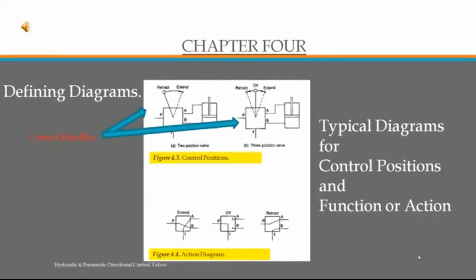Diagrams and symbols. Manual control valves have a handle. In figure 4.3a, you've got 2 positions: retract and extend. In figure 4.3b, you've got 3 positions where you're adding a center or an off position. Figure 4.4 shows those diagrams.